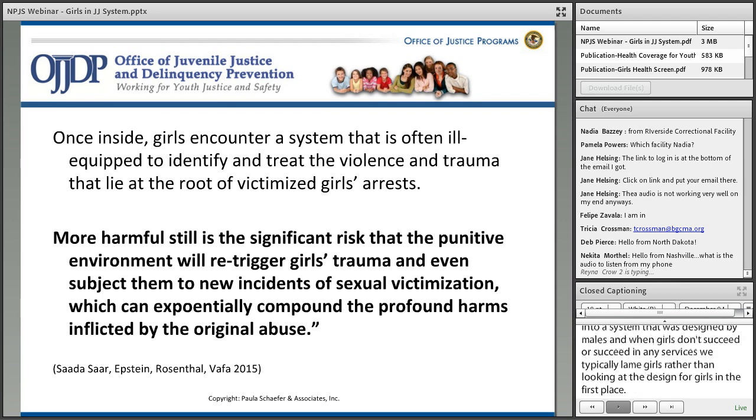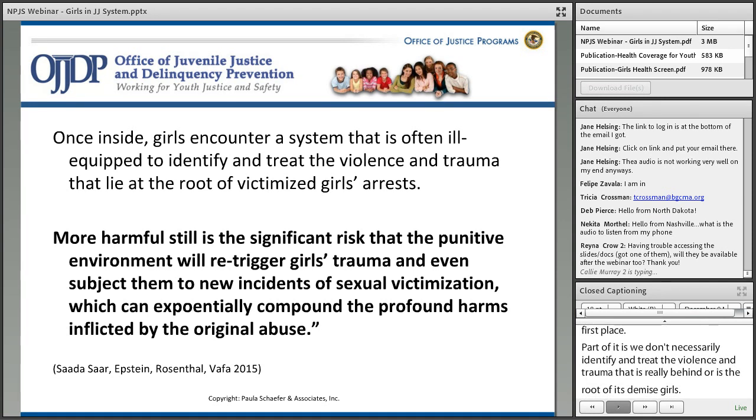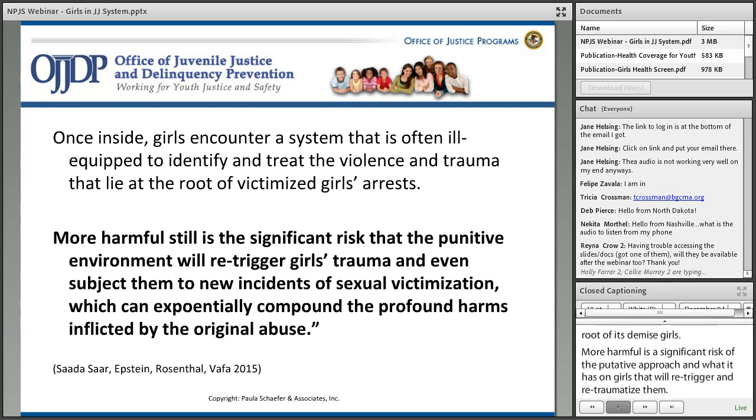More harmful still is the significant risk that the punitive approach has on girls, that will re-trigger and actually re-traumatize them. We must examine our policies and procedures in community and residential custody-based services to look at how we can avoid triggering girls, re-triggering girls, and re-traumatizing girls, and really do all of this through a trauma-informed lens.